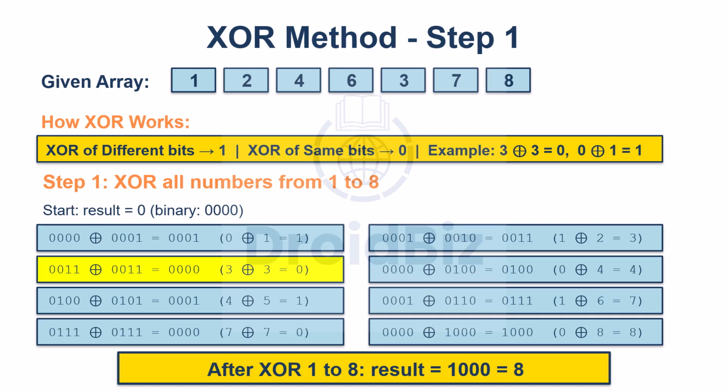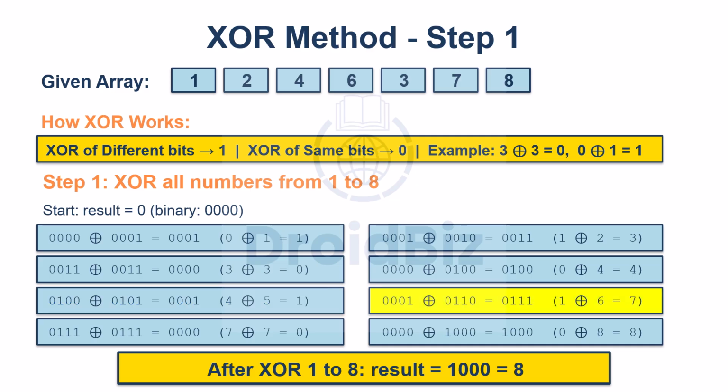Third, 0011 XOR 0011, which is 3 XOR 3. This equals 0000, which is 0. Fourth, 0000 XOR 0100, which is 0 XOR 4, giving us 0100, which equals 4. Fifth, 0100 XOR 0101, which is 4 XOR 5, giving us 0001, which equals 1.